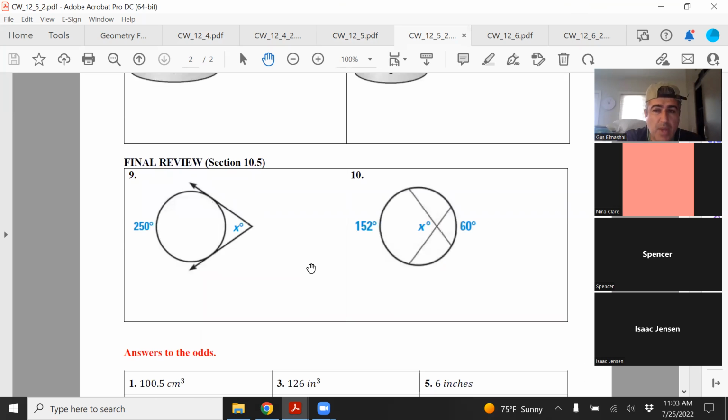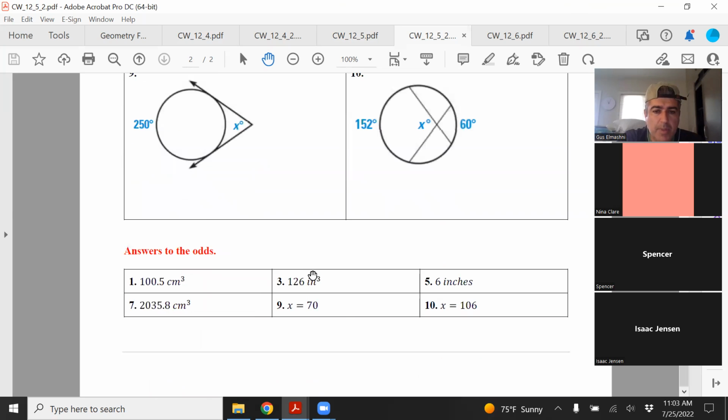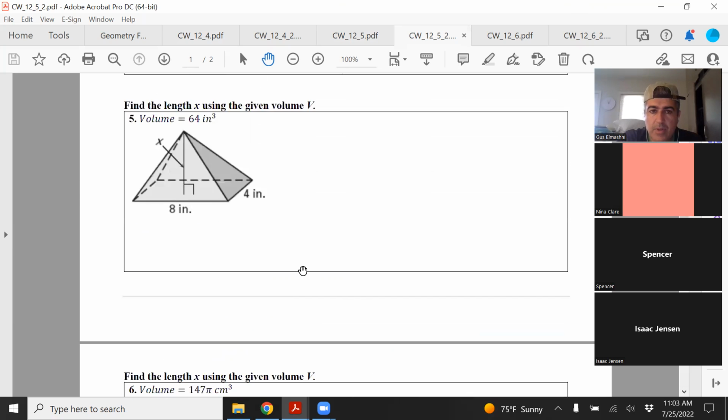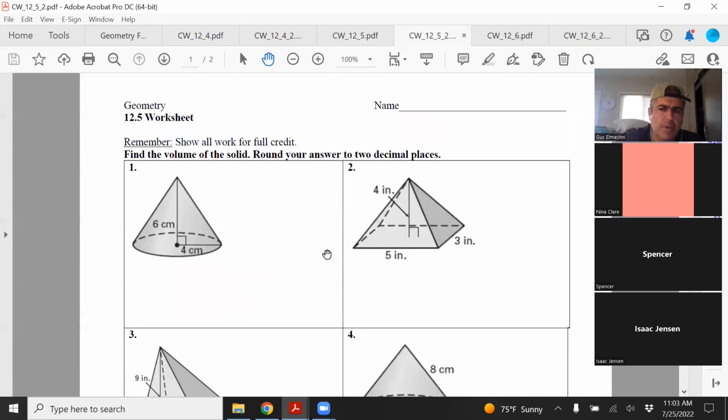You're going to have to use a chapter 10 reference sheet to help you with 9 and 10. You can see 9 and 10 answers are given. The odds, 1 through 8, the answers for those are given, not the evens. So let's do this for about 12 minutes, and then we'll come back and go over it, and then we'll finish off the last section. Again, I'll do another breakout room.